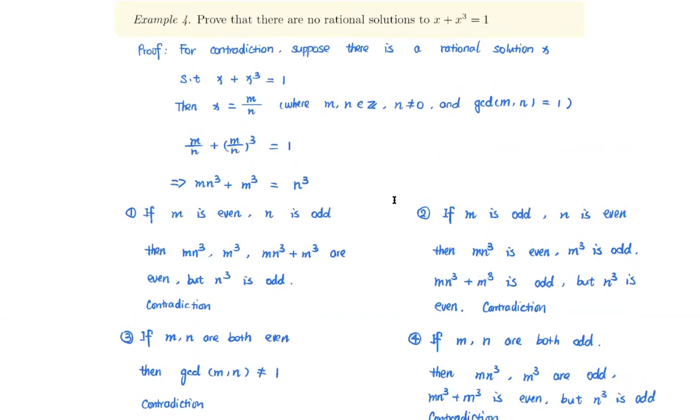So we need to prove by contradiction. Let's talk about this first. Since they ask you to prove that there are no rational solutions to this, and you want to use contradiction, we assume the negation of this. So we assume that there is a rational solution x such that x plus x cubed equals 1. So that's your first step, okay? You assume this is true. Since our x is a rational number, that means we can write it in the form m over n, where m is an integer, n cannot be 0, and the GCD of them is 1.